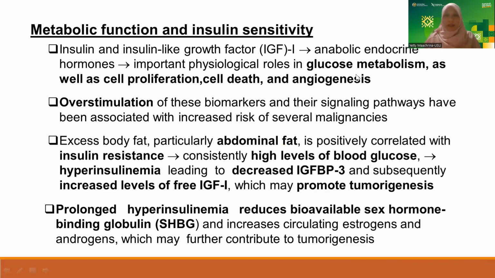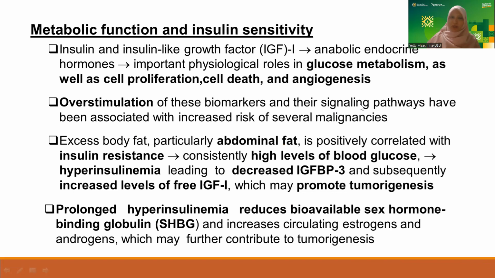Insulin and insulin-like growth factor 1, as anabolic endocrine hormones, we know have an important physiological role in glucose metabolism, but not only in glucose metabolism, they also have an important role in cell proliferation, cell death, and angiogenesis. So overstimulation of these biomarkers, because of insulin resistance, so hyperinsulinemia, increases several risks of malignancies.